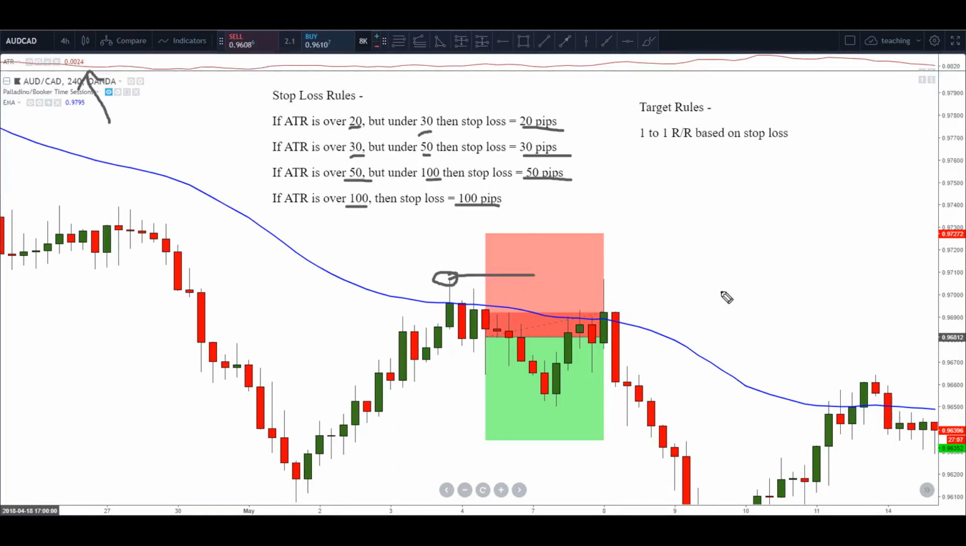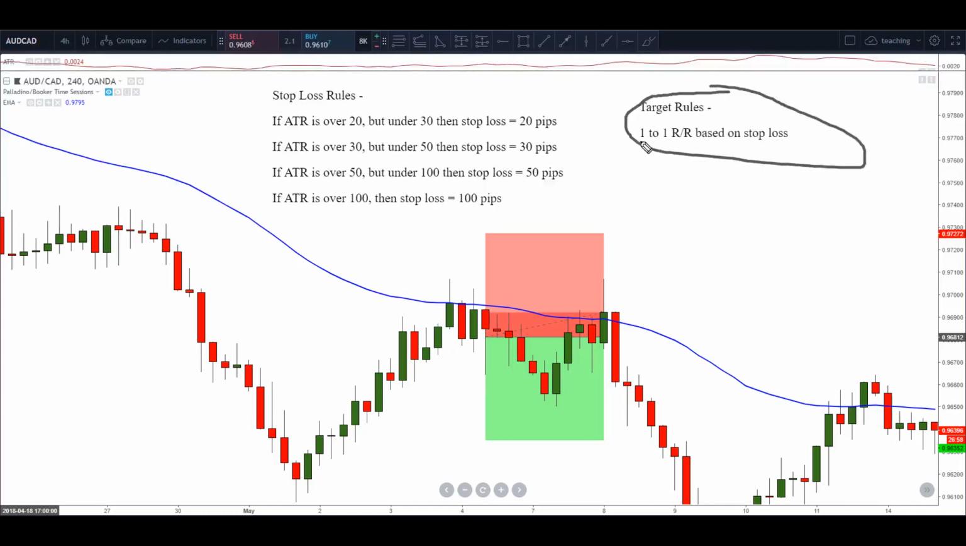So go ahead and write those rules down. Again, it's a pretty simple concept, and taking targets is an even simpler concept. If you've already taken a look over here, you'll see that the target taking rules are a 1-to-1 risk reward based on the stop loss.